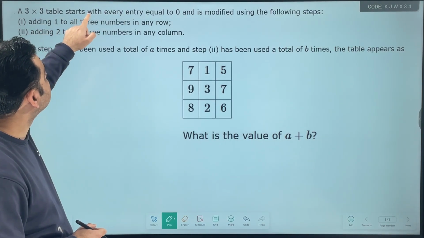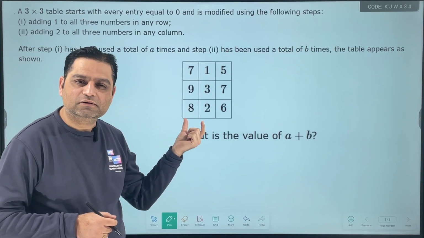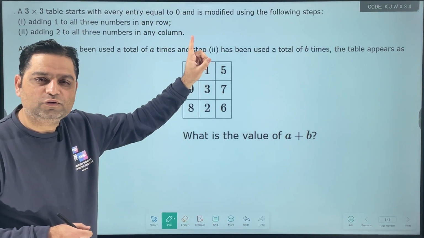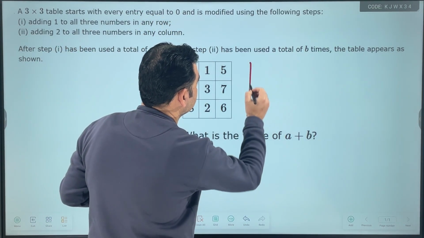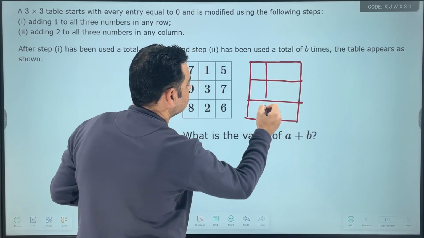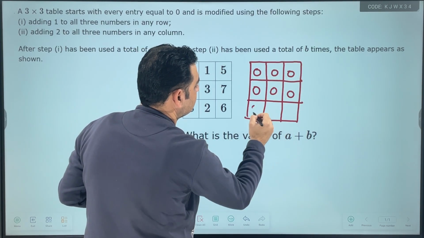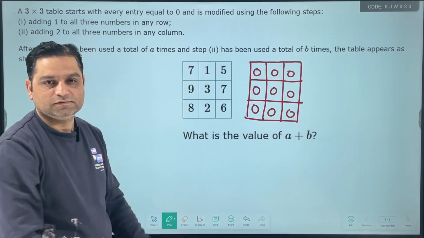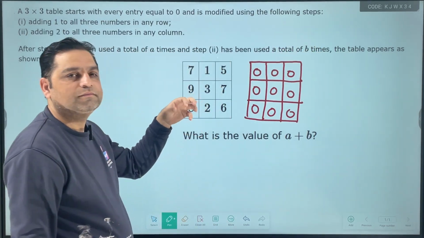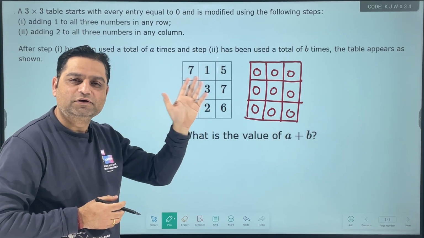A 3 by 3 table starts with every entry equal to 0. This is a 3 by 3 table given to us. It starts with every entry equal to 0, which means initially we had the same table, obviously, with all entries 0. So I'm writing 0 everywhere. This was the starting position, and it is modified using the following steps. By using a few steps, this table is modified and this is the final output of the table.